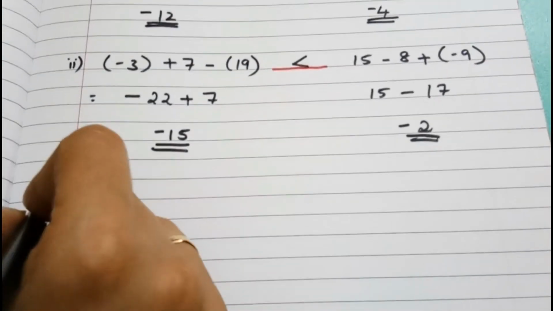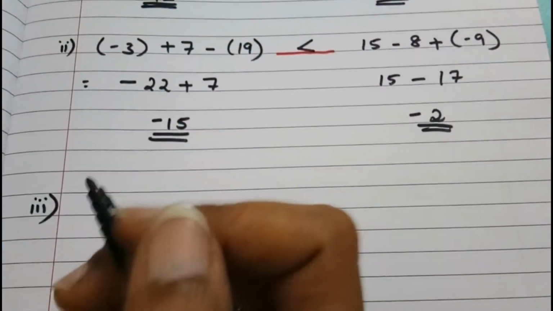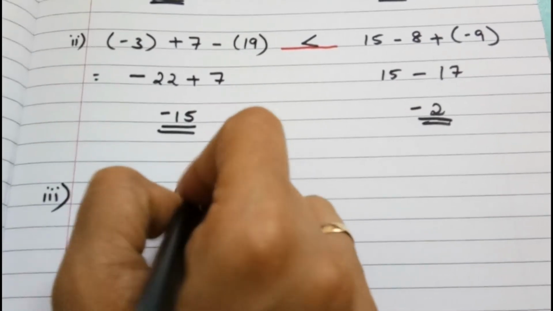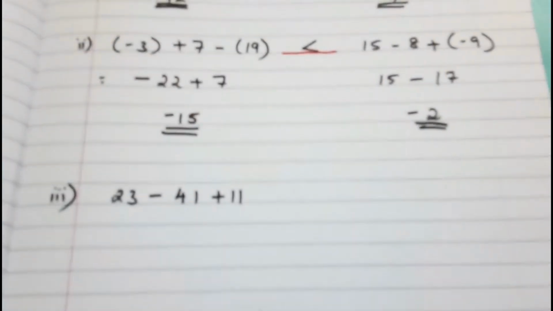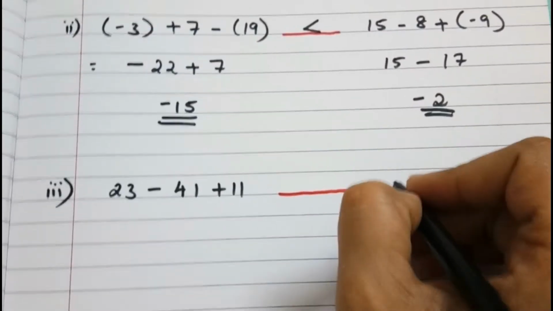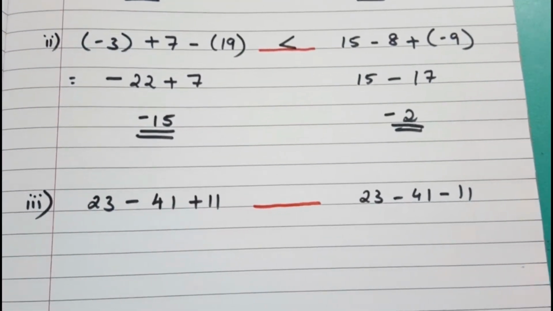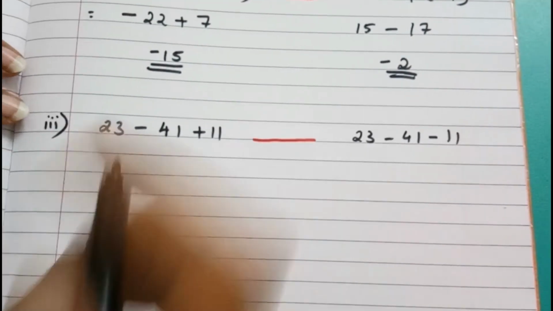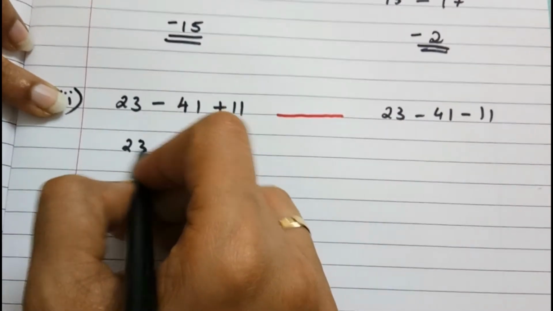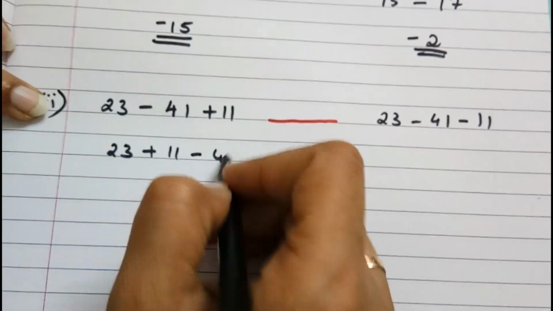Now let's see sub question number 3. What does it say? It says 23 minus 41 plus 11, dash, what's the other part there? 23 minus 41 minus 11. So let's calculate. This is very simple. That is 23 and 11. These two are positive figures. So we can bring this 11 over here, minus 41.